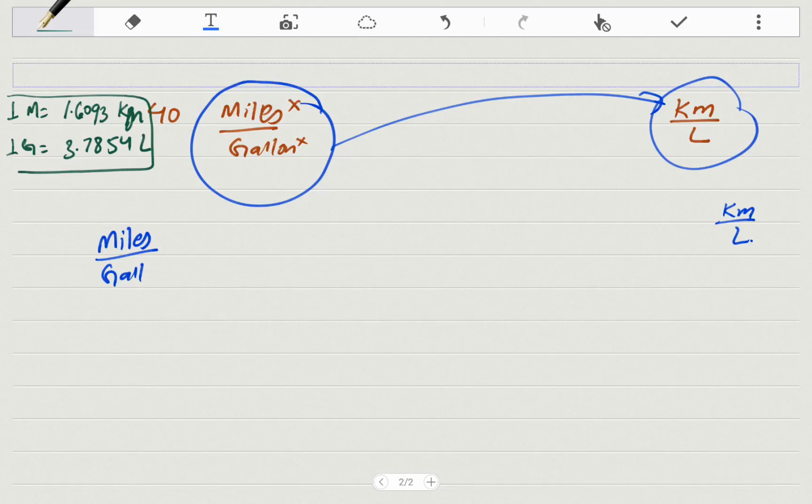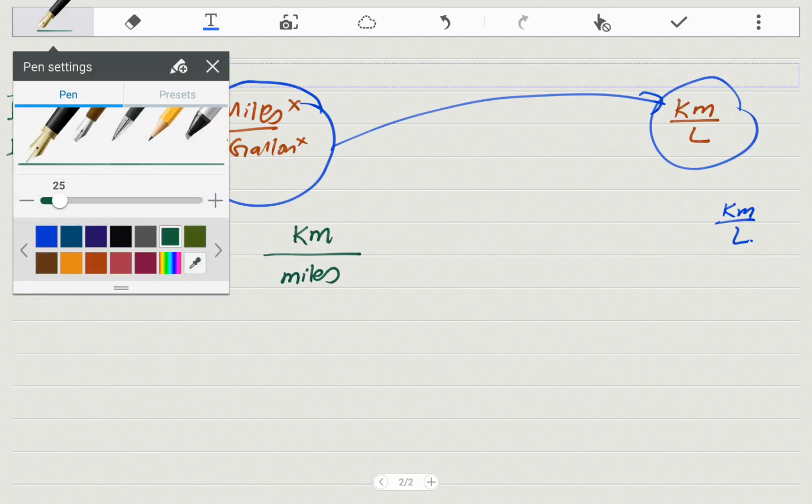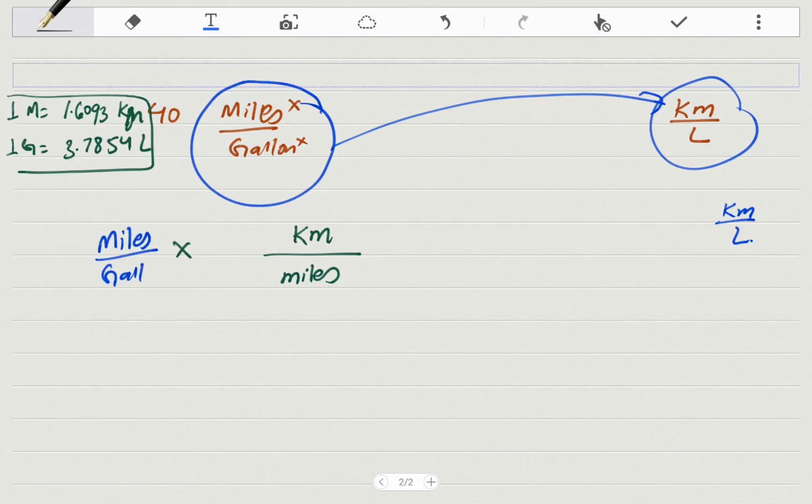Let's use this information. You want to go from miles on the top to kilometer on the top. The way to do that is you have to get rid of miles. The only way to get rid of miles is introducing it in the bottom. You have to introduce kilometer. The only way to introduce it is on the top, because you want kilometer on the top. But you can't just multiply by kilometer and divide by miles. You have to make it equal. But what you know is 1 mile is the same as 1.6093 kilometers. Okay, first part is done.